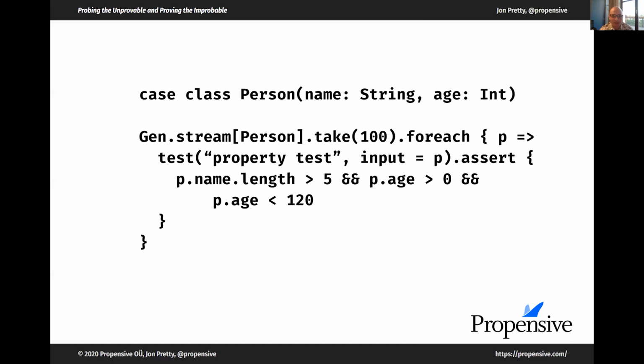I use Magnolia to automatically generate persons at random with random names, random ages. And I'm going to stream 100 of those, and for each one, I will run this property test. And I'll record the input, so it will print out the input in the debug column if one of those fails.